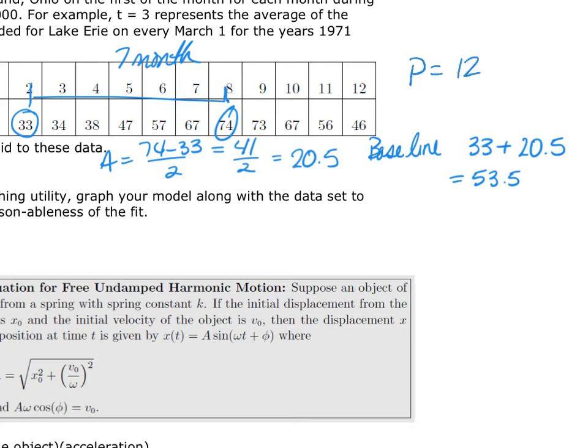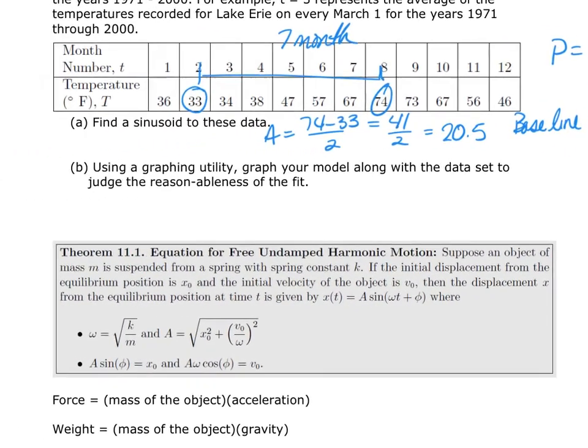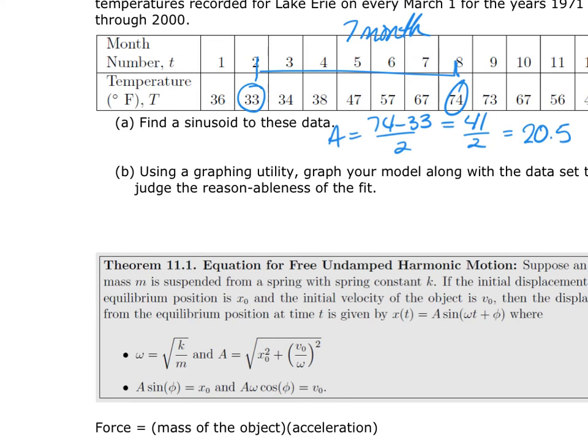So then how do I find my omega? 12 equals 2 pi over omega. So what is my omega? All right, so now let's bring this all together. So I have an amplitude of 20.5. Does it matter where I start this?